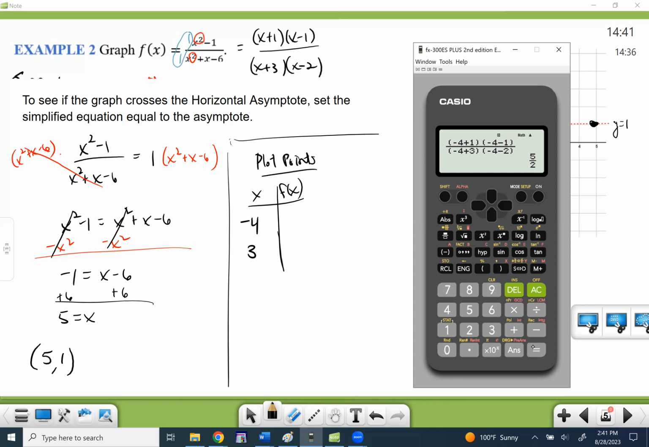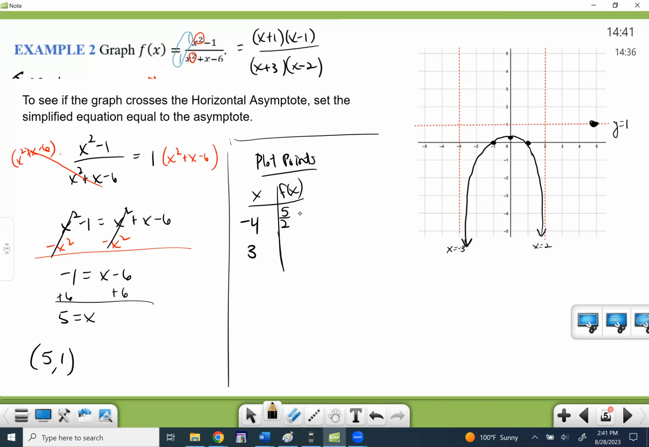Let's see, we got 5 halves. All right, so 5 halves would just be 2.5. So we're looking at -4, 2.5. So -4, 2.5. There we go. Okay, so I know that it looks like this. If my pen will write. There we go. Remember, we got to head towards the asymptote as we head out to -infinity, and we have to head towards infinity. We can't go down because we'll cross the asymptote.